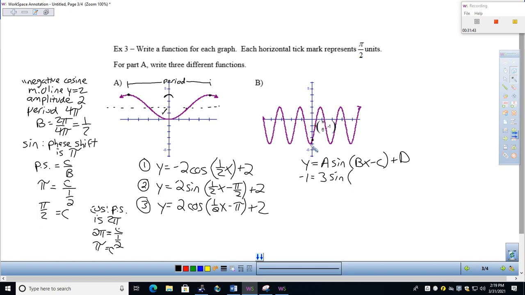Sine, it looks like the period is from here to here, which looks to be pi. 2 pi over pi looks like a B value of 2 in this case. So again, period is pi, B value is 2. The x-coordinate that we're dealing with is pi over 6, comes from right there. C is the unknown, and I think I already said D was negative 1. All right, so I'm just going to solve for C. Add the 1, everybody. I get 0 equals 3 sine. Let's put this together. 2 pi over 6, which would be pi over 3, minus C. Divide by 3, still get 0.